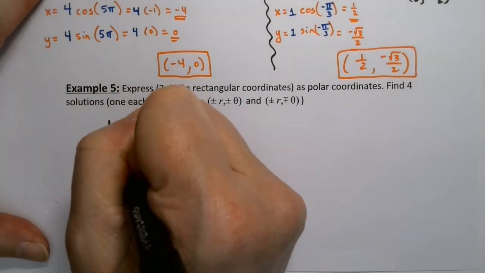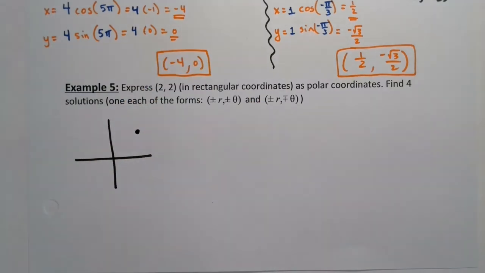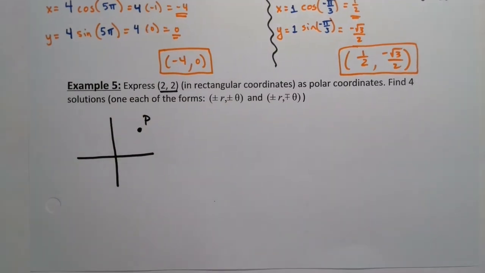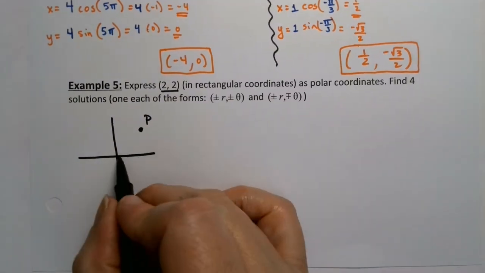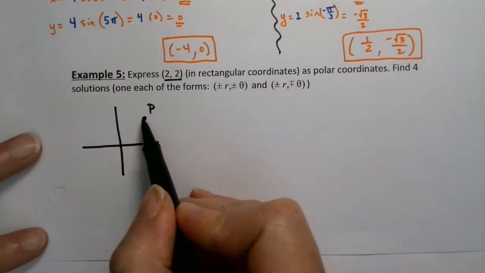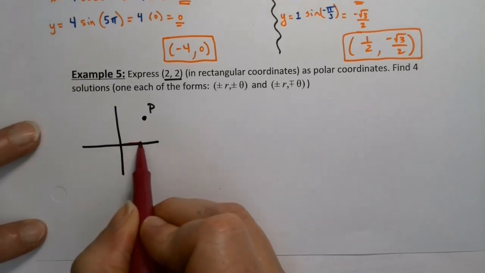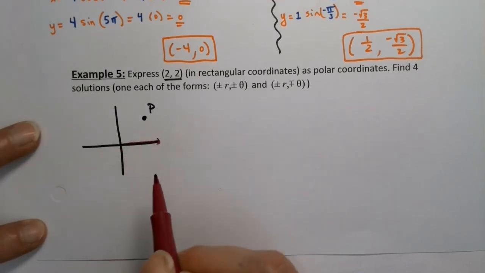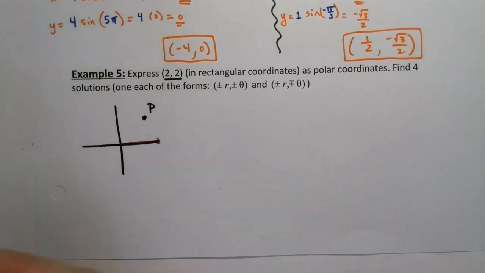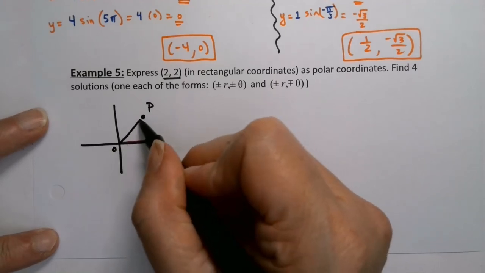I'm going to have over 2, up 2. So it's right there. There's my point. I'm just going to call it P. Now I have to figure out how to get there. Rather than going over 2, up 2, I have to figure out how to get there with angles and with a ray from the positive polar axis, which is out here. I want to go out a certain value and then swing up. The first thing I need to figure out is how far out I need to go. I need to know this distance from the origin out to P, which is what r is.